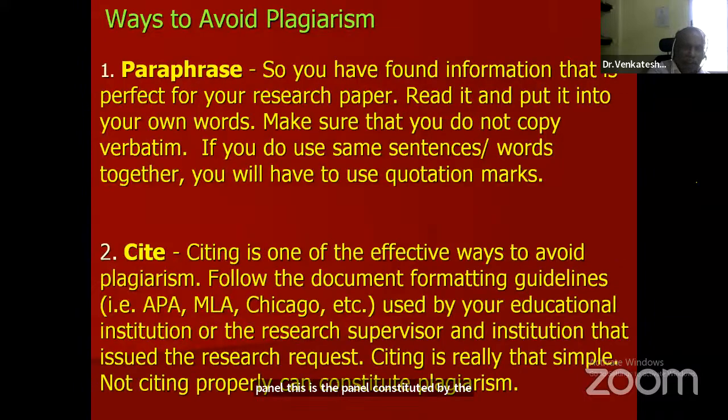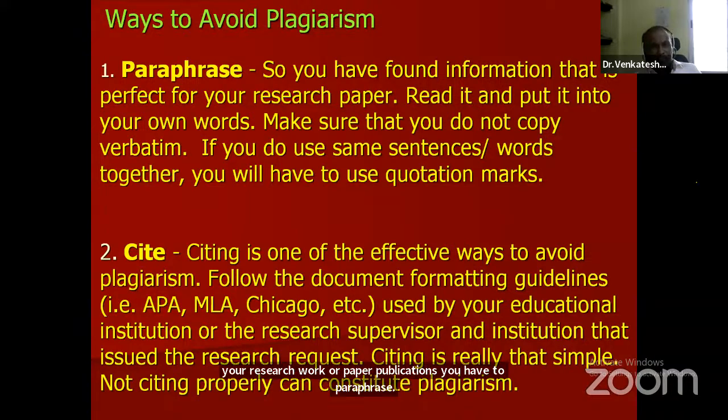So, ways to avoid plagiarism. In your research work or paper publications, you have to paraphrase. Find the information relevant to your research paper, read it, and put it into your own words. Make sure that you do not copy verbatim. If you do use the same sentences or words, you will have to use quotation marks. Even citation helps to reduce the similarity. You have to give proper citation.